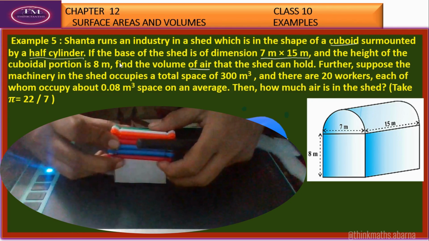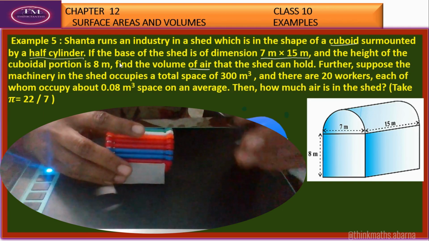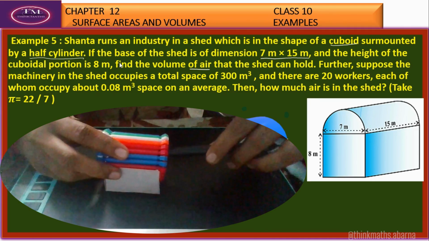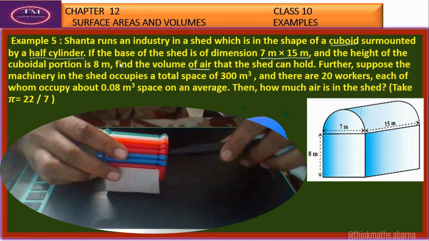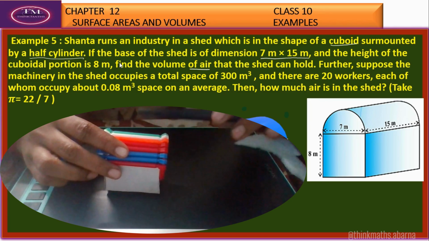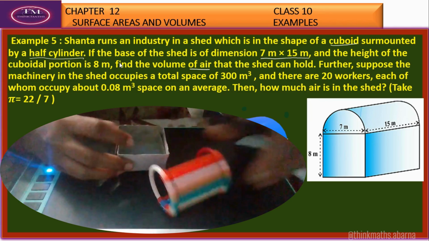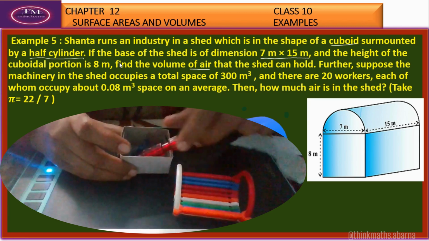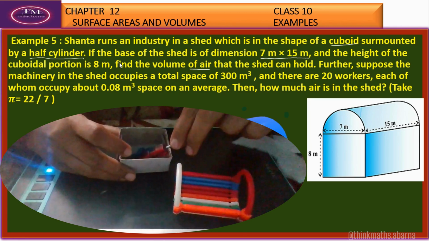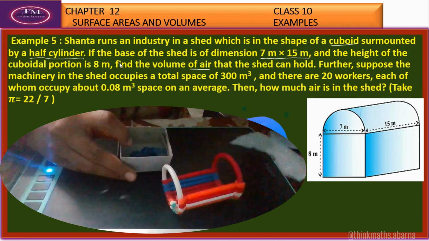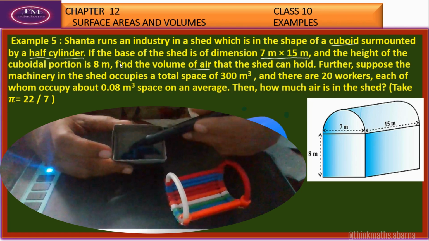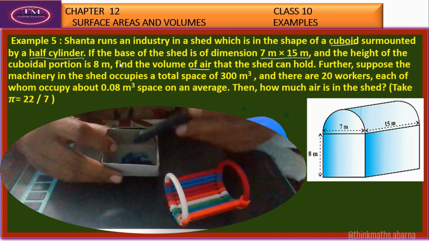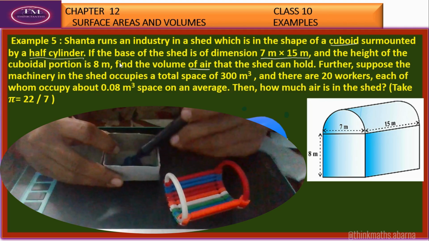What about the second part? In the second part, we are saying that there are some machines and workers in this shed. So they will occupy some space. We have to find out the remaining air present in this shed after the workers and machines are present. So machines and some persons will be in this cuboid or in this half cylinder. Now we have to find out the space occupied by these workers and machines. They have given that the machines occupy a space of 300 meter cube. So how much space is occupied by the workers?